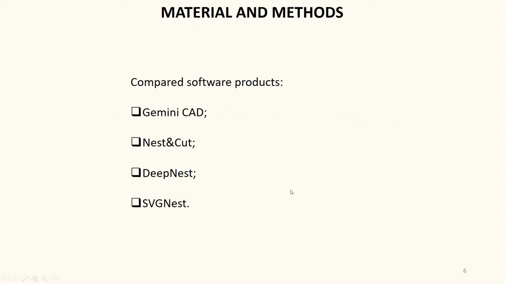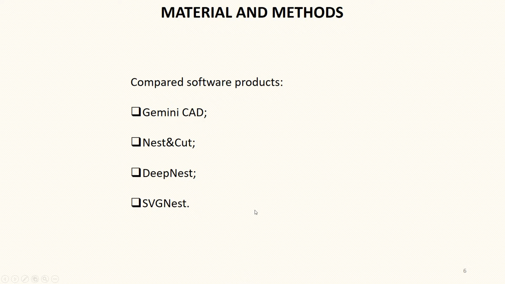Slide 6. The software products Gemini CAD, Nest and Cut, Deep Nest, SVG Nest were used. Gemini CAD is a commercial software product for clothing design. It offers functions for arranging patterns that are optimized for cutting textile fabrics. Nest and Cut is a commercial online tool. It has a 30-day trial. The tool arranges the elements using several optimization algorithms. It has functions for simulation of textile cutting. Also, the obtained result can be downloaded as a DXF file.